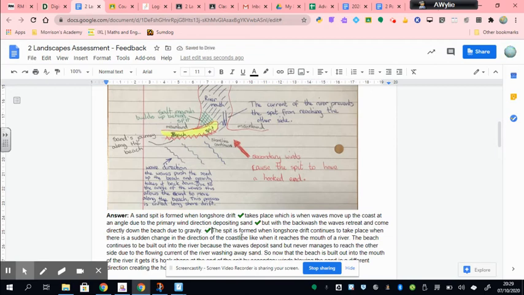The spit is formed when longshore drift continues to take place when there is a sudden change in the direction of the coastline when it reaches the mouth of a river. So the change in direction of the coast is the key thing. The beach continues to build out into the river because the wave deposits sand but never manages to reach the other side due to the flowing current of the river washing it away. So there's another mark.